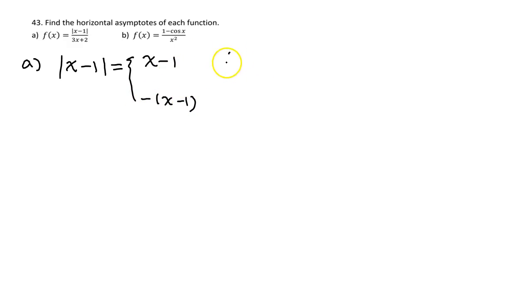Okay, find the horizontal asymptotes of each function. So part A, we already discussed that if you have an absolute value function, you can rewrite it as x minus 1 and the negative of that thing, depending on whether the inside is positive or negative. If x is less than 1, then x minus 1 becomes negative. Therefore, in order to make it positive, you need to put a minus in front. So don't be fooled by this negative sign here. This is a positive value.